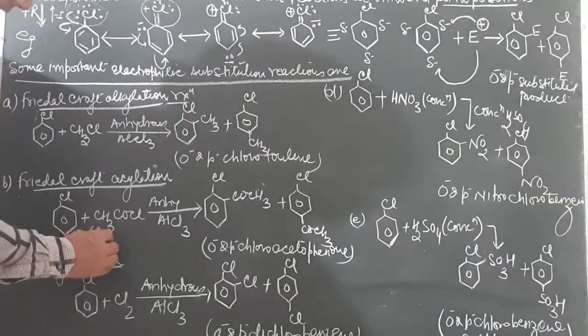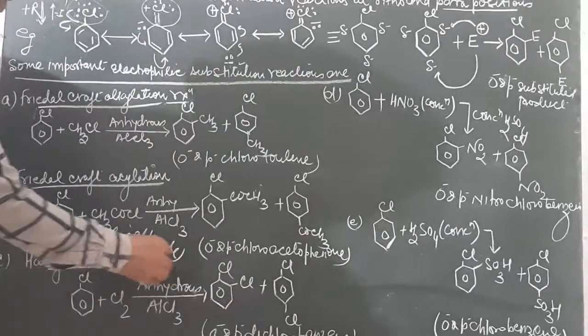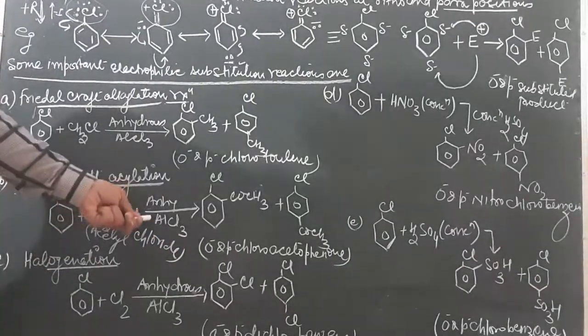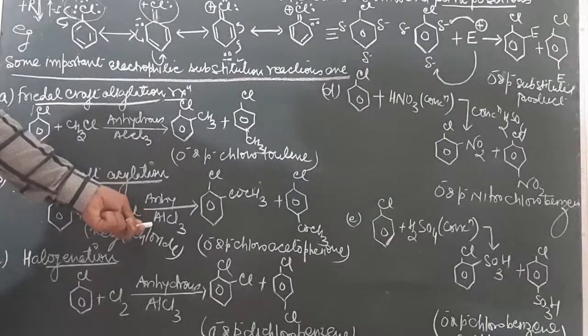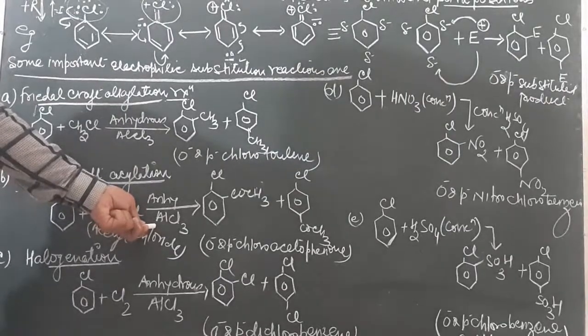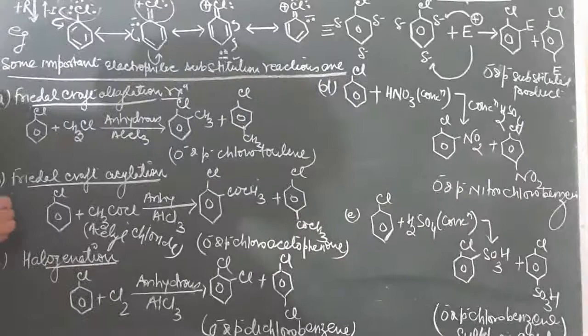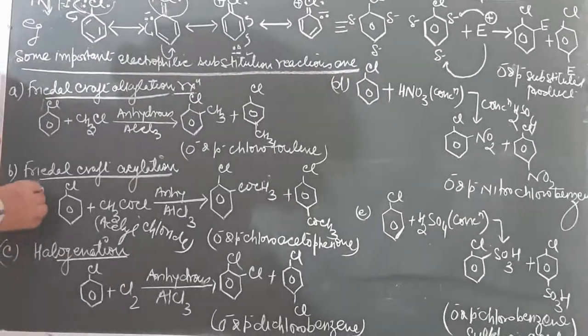This is acetyl chloride over here. So when it reacts with acetyl chloride and the reaction occurs in presence of anhydrous aluminum chloride, what will be the function of anhydrous aluminum chloride? It will act as a Lewis acid and help in the formation of the electrophile. What will be the electrophile in this case? It will be CH3CO positive over here.